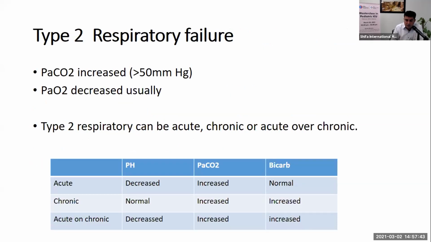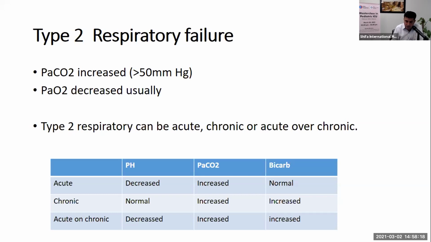Going to type 2 respiratory failure, the definition is that there will be hypercapnia. In type 1, there is no hypercapnia. Remember that we have either a normal or a decreased CO2, but in this one, the CO2 increases in the arterial blood gas to more than 50 millimeters of mercury. And usually there is associated hypoxemia as well. So type 2 respiratory failure does not mean that only the CO2 is affected, but in most cases, the PaO2 will also be low.